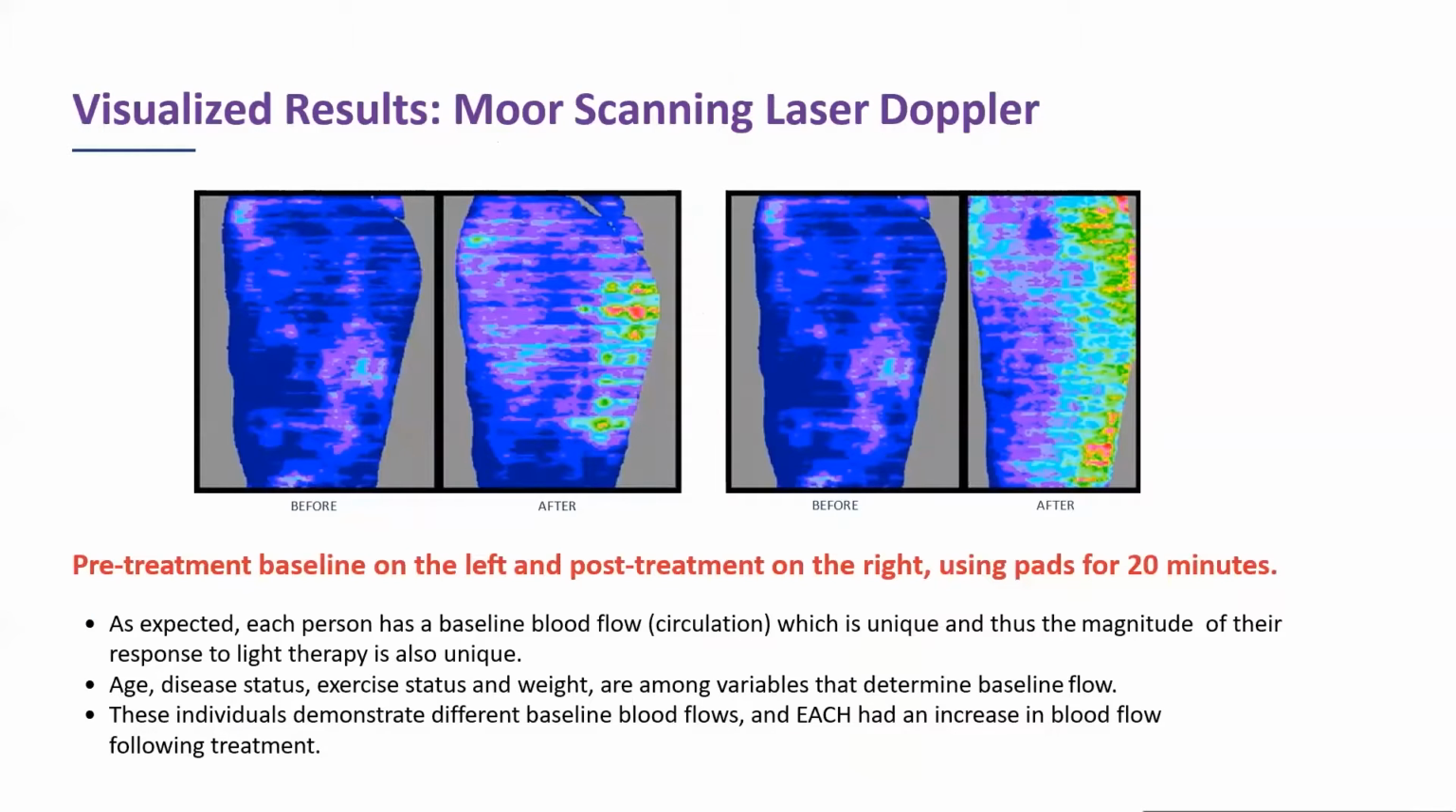So let's take a different look at this by viewing some scanning laser Doppler photos. Photos on the left are pre-treatment, photos on the right are post-treatment. By showing one with some and one with more on the right, it typifies what's going to happen, because different ages, different disease statuses, exercise status, and weight are going to be variables that drive how quickly the light is going to impact the body. Each person is going to have their own healing level, but we know as you keep treating over time, we're going to get more and more increased flow.